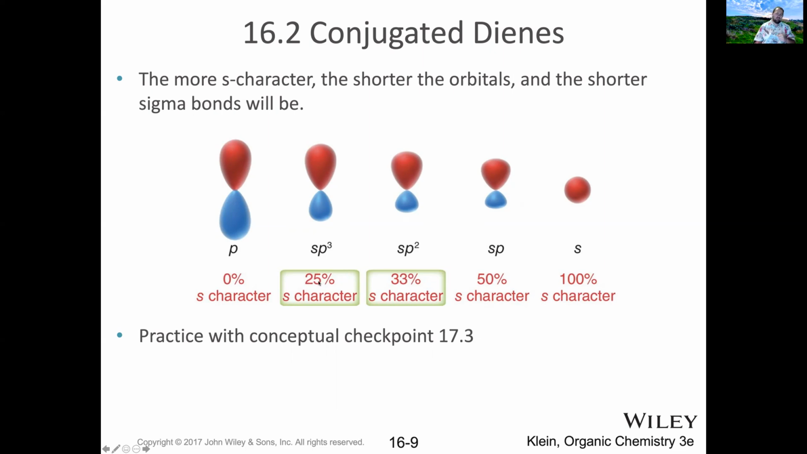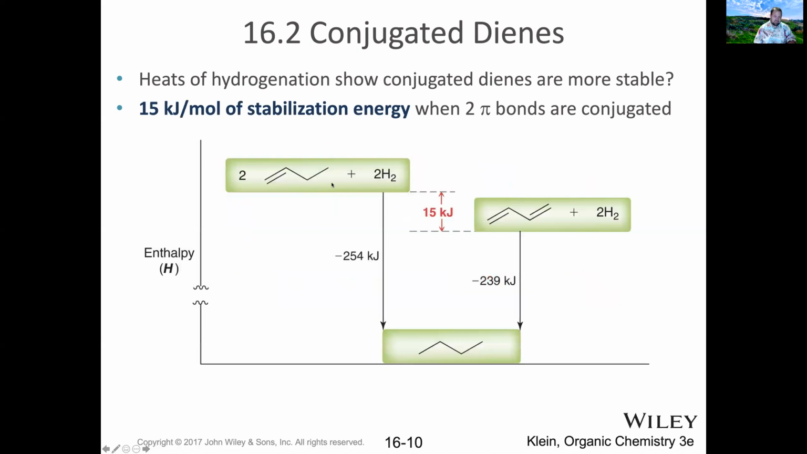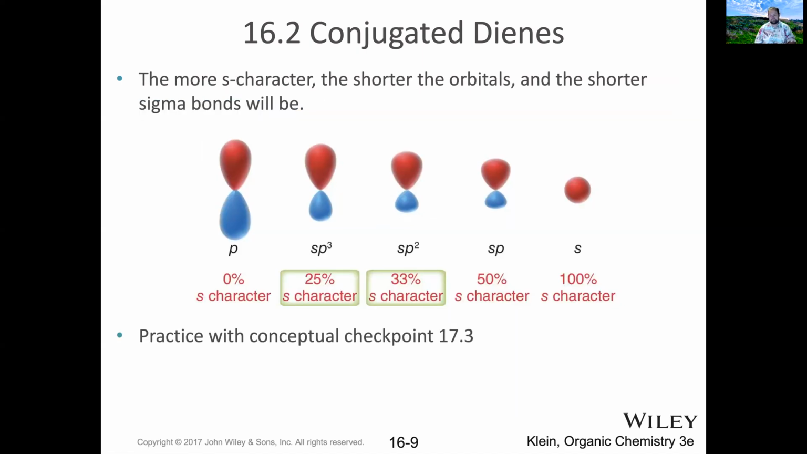So why does that matter? Well, think of an s orbital as being closely held to the nucleus compared to p orbitals that are stretched out like a dumbbell. The more s character that something has, the shorter that orbital is. And so sp2 orbitals, when they overlap, are much shorter, so they have a much closer overlap rather than the sp3 orbitals that are normally overlapping in alkanes. So that explains the shorter bond length for the sigma bonds in these conjugated dienes.